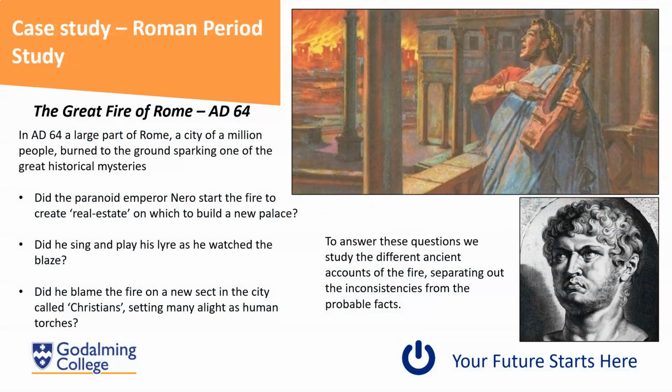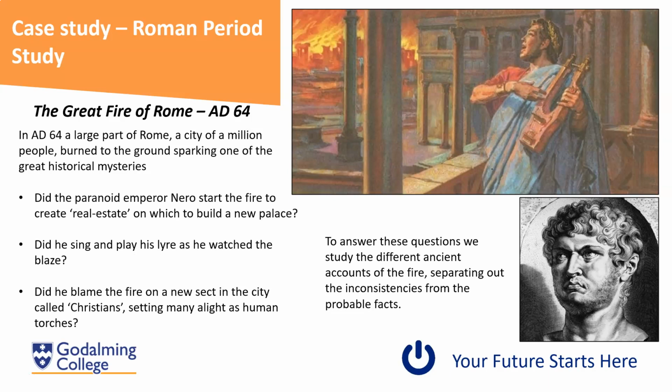On the Roman side of the course, we'll be looking at this key event of the Great Fire of Rome during the reign of Nero in AD 64. So in AD 64, a large part of Rome, a city of 1 million people, burns to the ground, and it sparks one of the great historical mysteries.